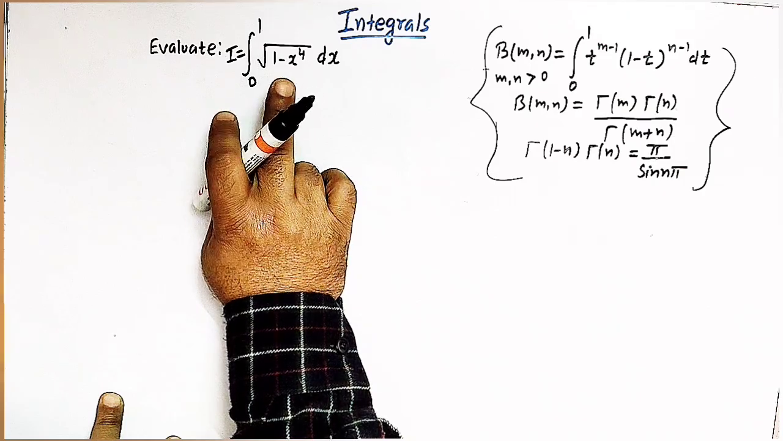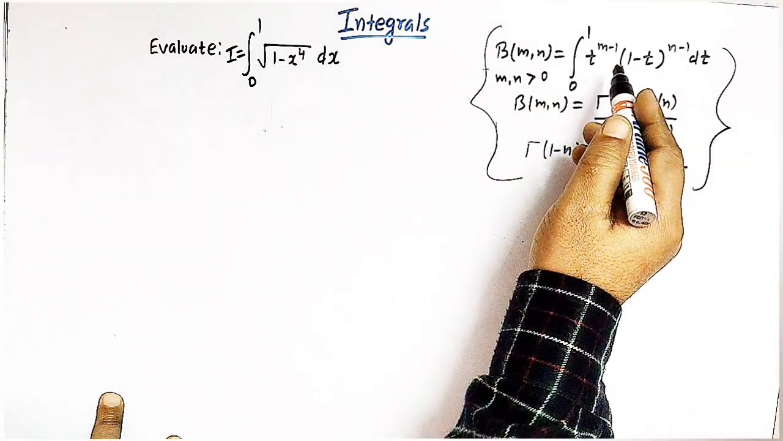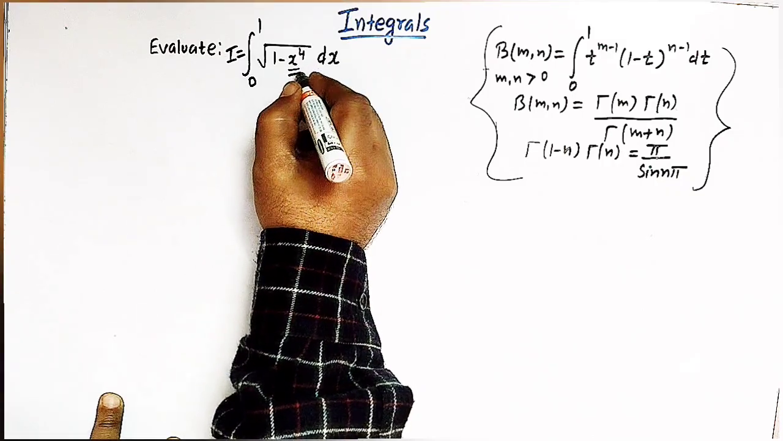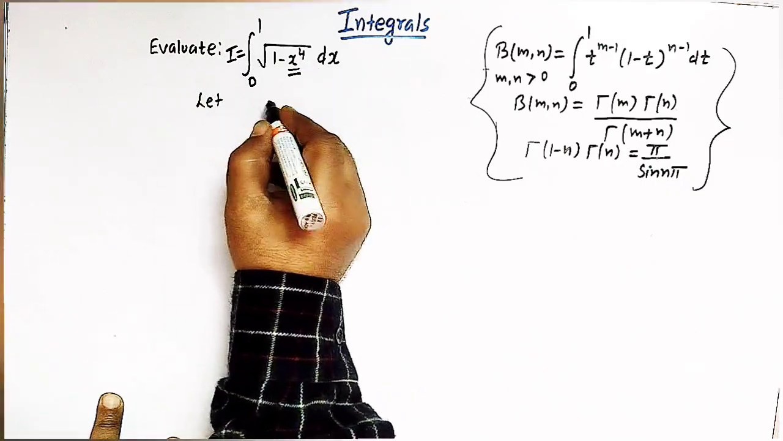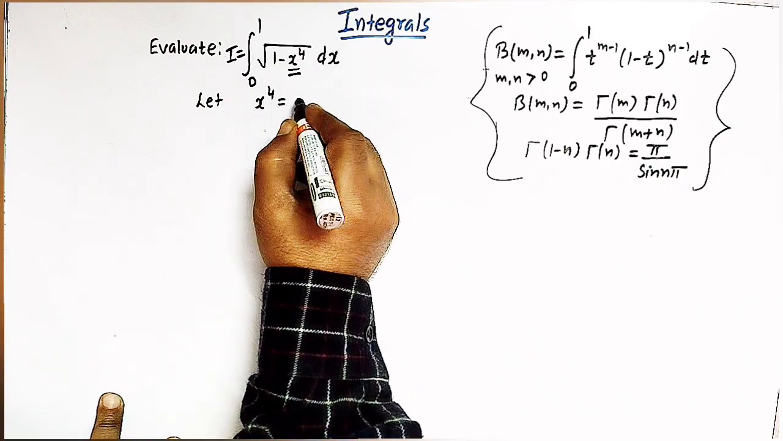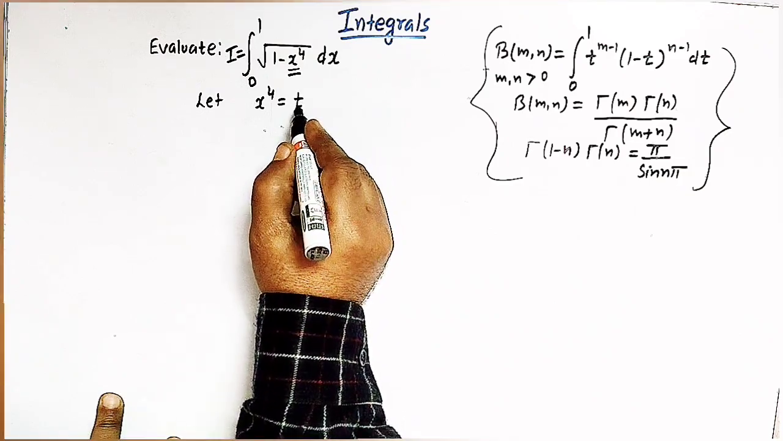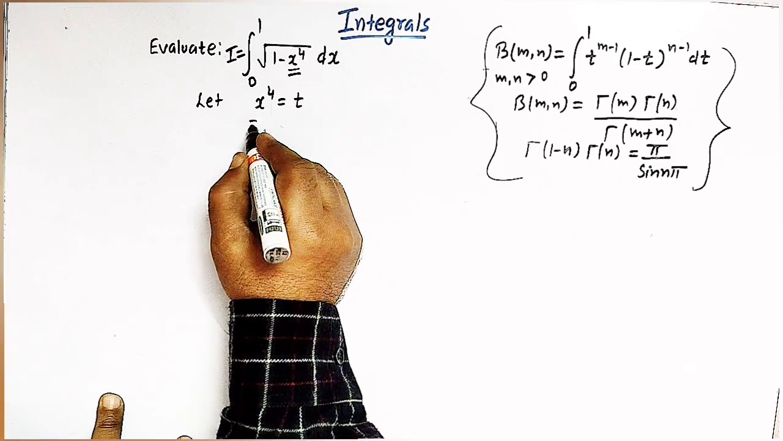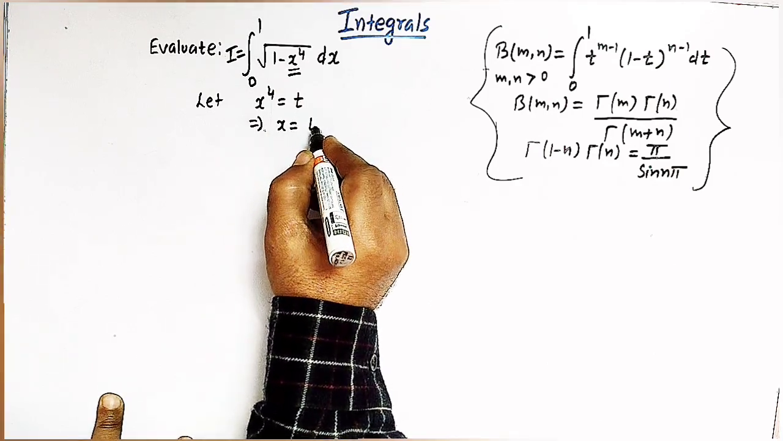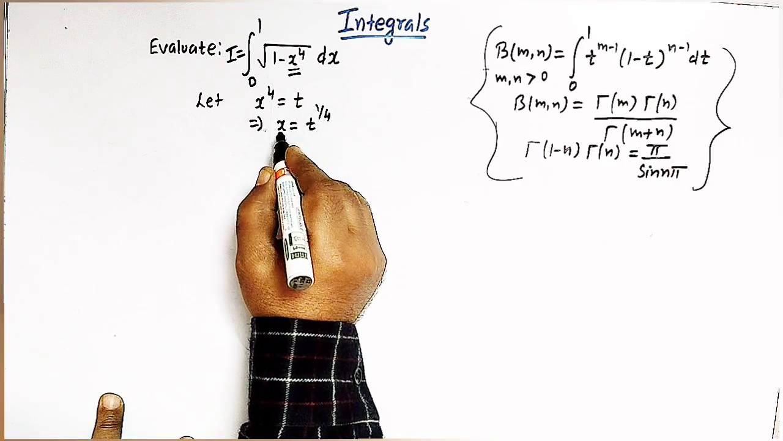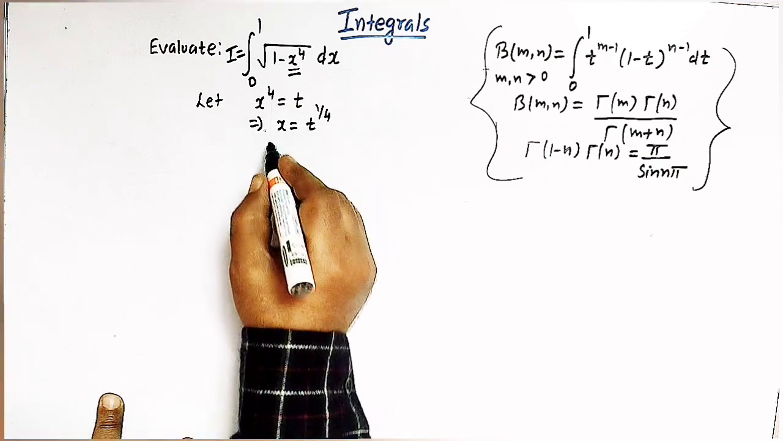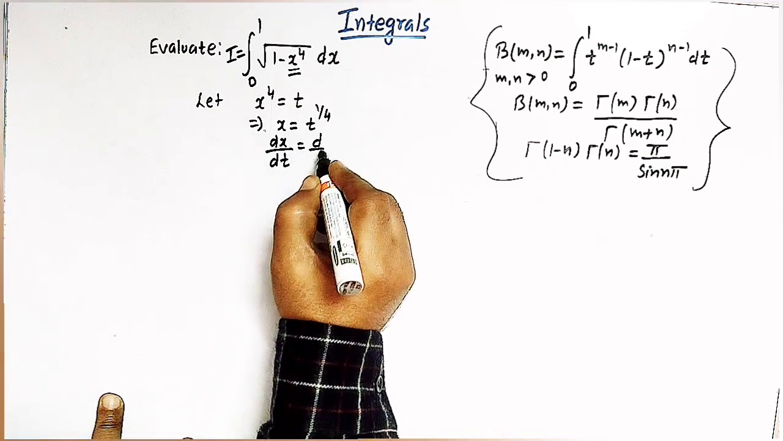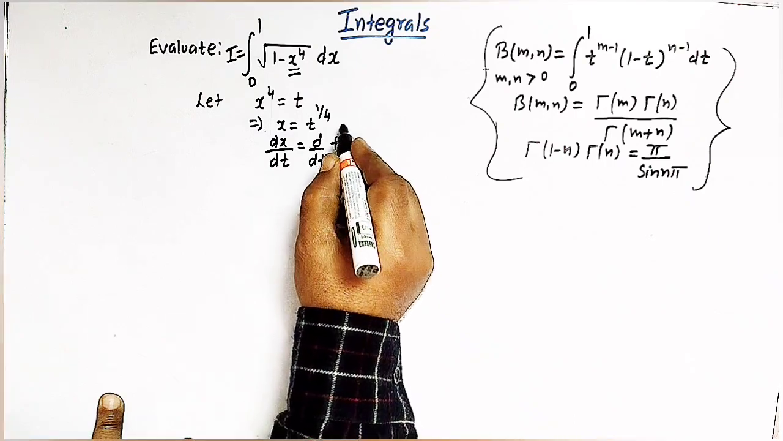So let us first convert this integral into the beta function by making this substitution, that is x raised to 4 can be taken as equal to t. So here we are introducing the variable t. So we can now write x is equal to t raised to 1 over 4. Now let us differentiate x with respect to t. So we can now write dx over dt is equal to d by dt of t raised to 1 by 4.